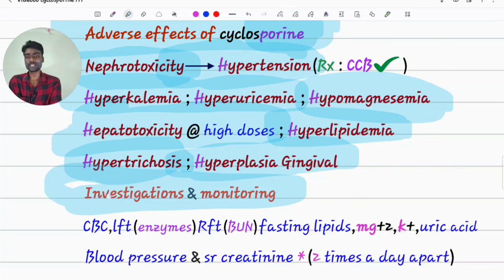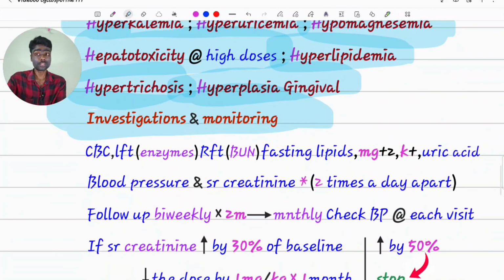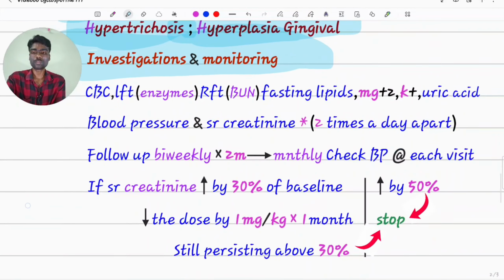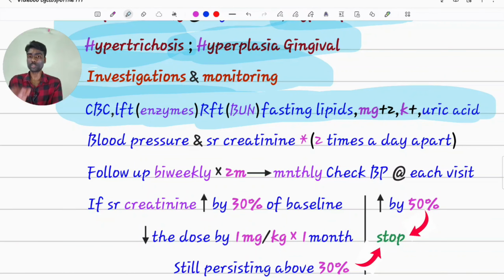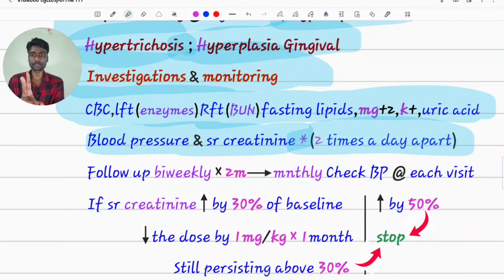Coming to investigations and monitoring, from these adverse effects, we have seen that we have to give importance to nephrotoxicity and BP. So we will check CBC, LFT, RFT, fasting lipids, magnesium, potassium, uric acid, mainly blood pressure and serum creatinine. 2 times we will check a day apart. Then we will follow up bi-weekly for 2 months. Then monthly once. At every checkup we will check BP.